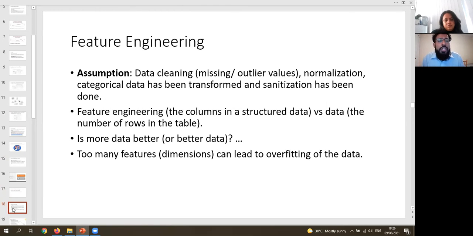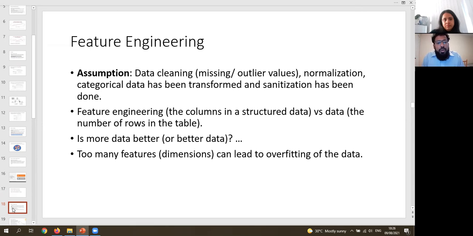Now let's talk about feature engineering. As I said, I'm not going to talk about data cleaning, about missing or outlier values, about normalization or transforming the categorical data and sanitization and so onwards. My main task is feature engineering, the columns, when we're talking about structured data. When we talk about data, I mean the number of rows in the table. So how can I minimize or how can I add meaningful columns in my data?